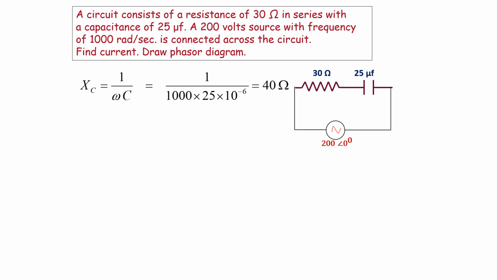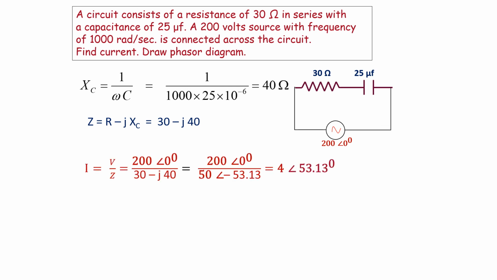Let us first find out the capacitive reactance by using the expression 1 by omega C. Here omega is the radian frequency given as 1000 radians per second. By calculation, we get Xc as 40 ohms. Now we can write the impedance of this series branch as R minus jXc, which will be now 30 minus j40.